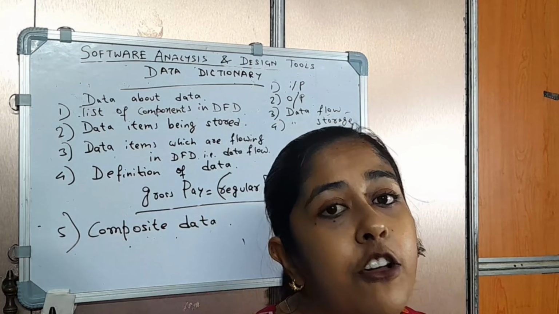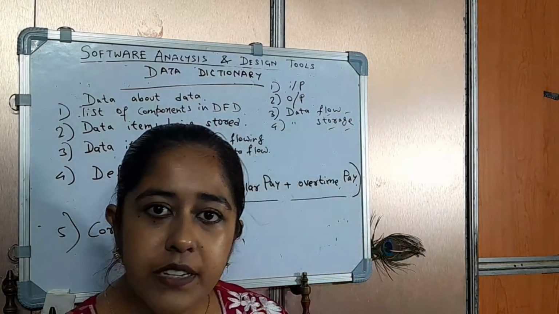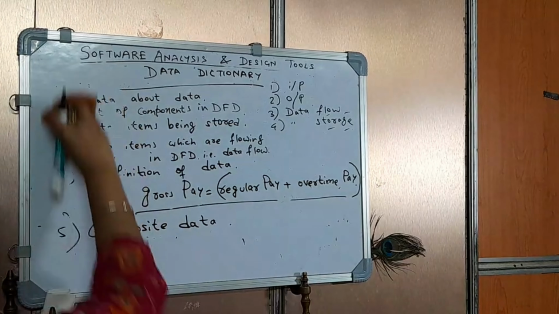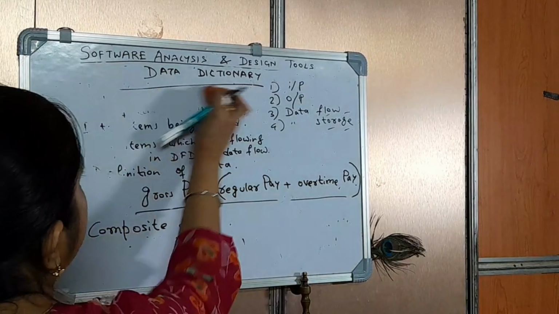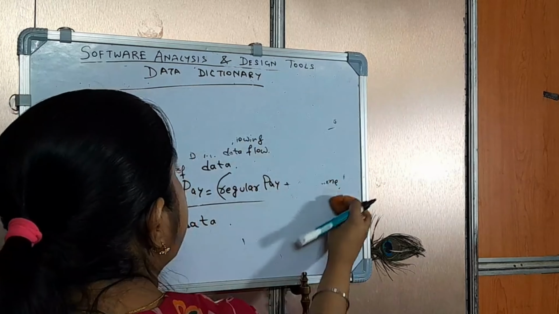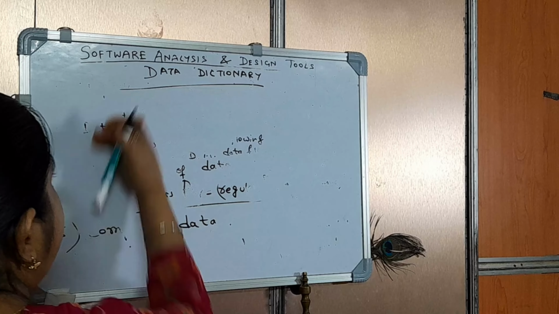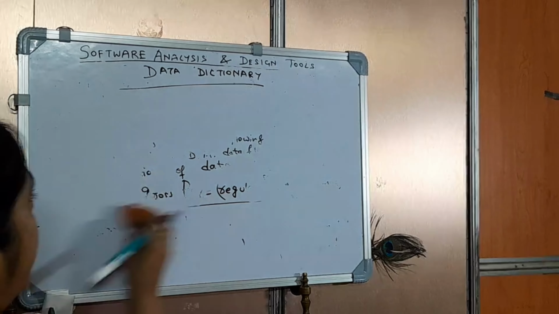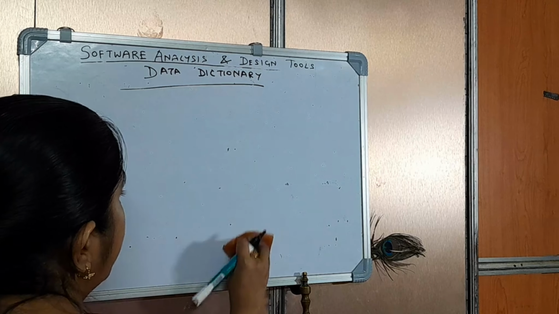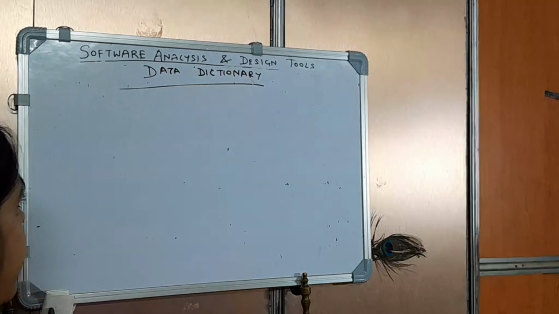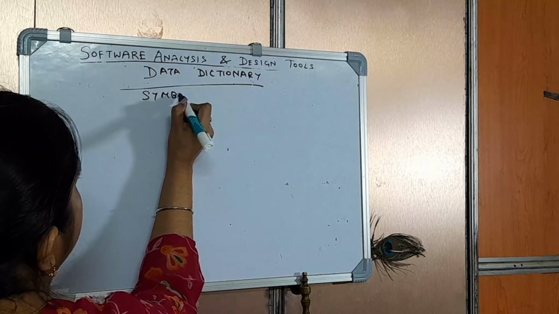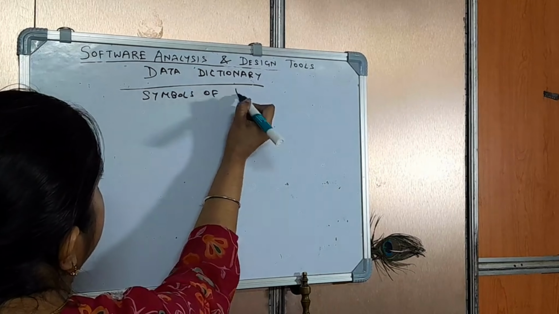Then there are also some symbols which we use in a data dictionary. So let's see what the symbols are. Basically these symbols are used when writing a data dictionary. We will see in the next class how we are going to write the data dictionary, but in today's class, let's see the basic symbols used in this data dictionary. Symbols of DD, that is data dictionary.